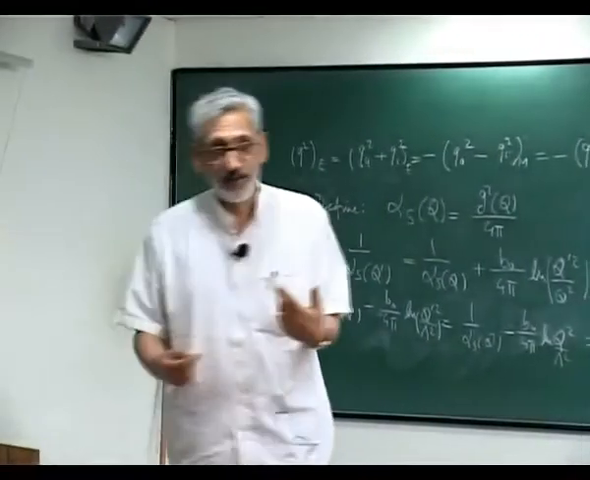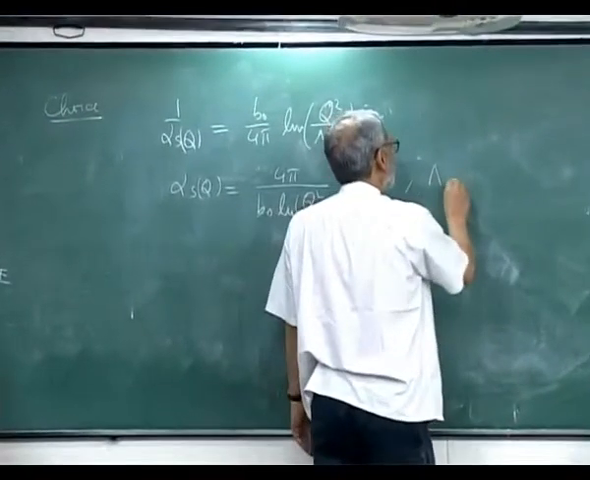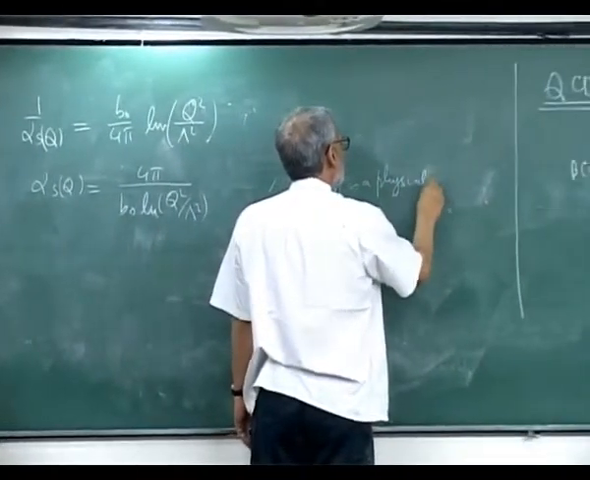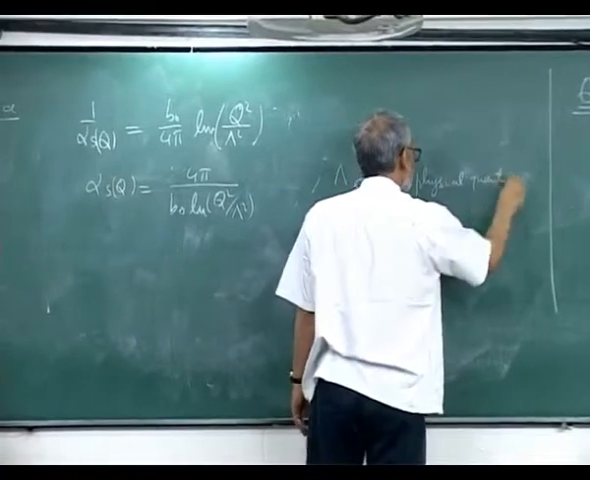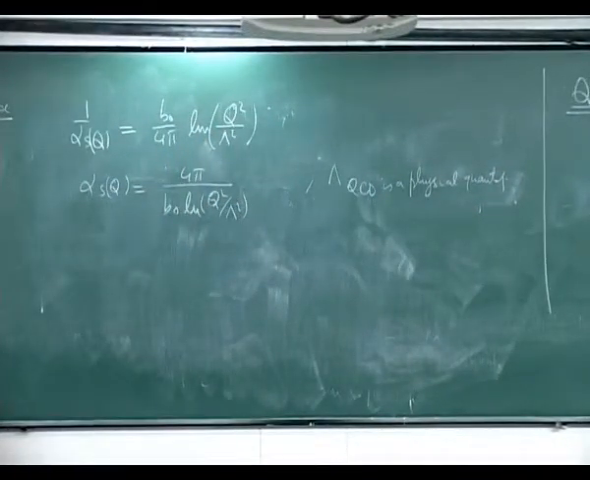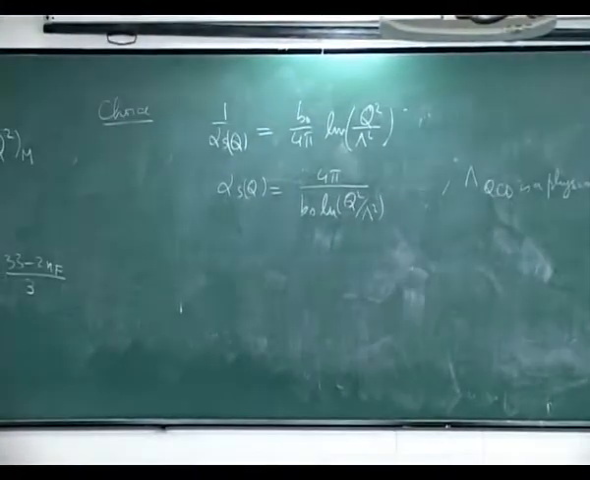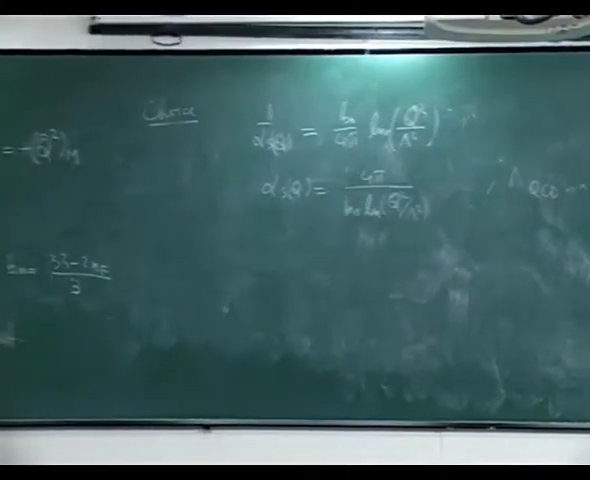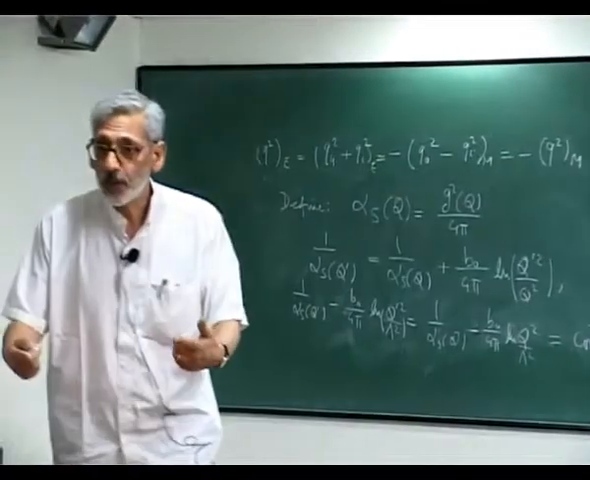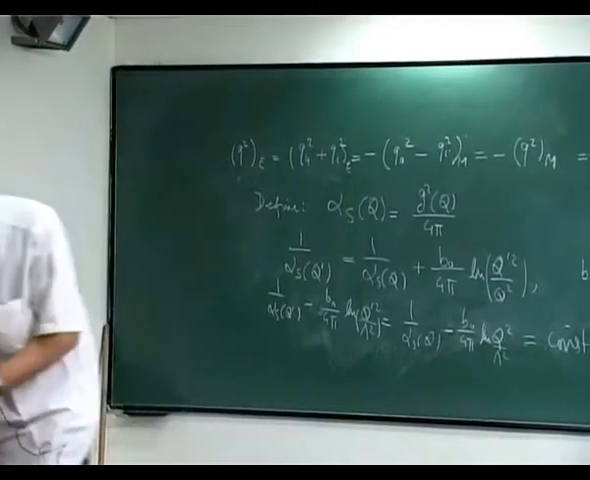So this is lambda QCD. Lambda QCD is a physical quantity. Theory does not fix it for you, at least so far. Maybe some non-perturbative properties of the theory may do it, but perturbative properties of QCD don't fix what lambda is. It's the experiment that fixes what lambda is, which is essentially the proton size.